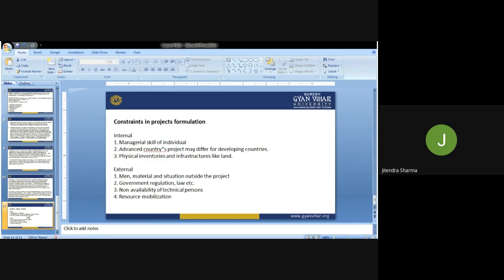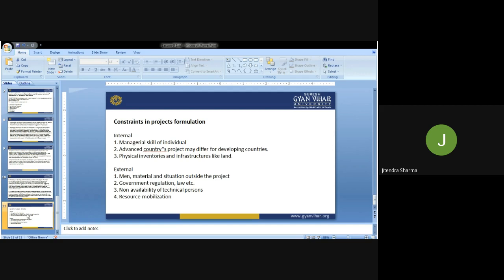Physical inventories and infrastructure include land, physical inventory, machinery and sometimes raw material. These are all physical inventories. If we are not able to obtain these physical inventories on time, then we will have a problem. So that is the kind of constraint we generally have from the internal side. Number one, internal side, managerial skill of the individual. Number two, advanced countries have a different kind of opinion and requirement in the project as compared to developing countries. And then the physical inventories, like infrastructure and land.